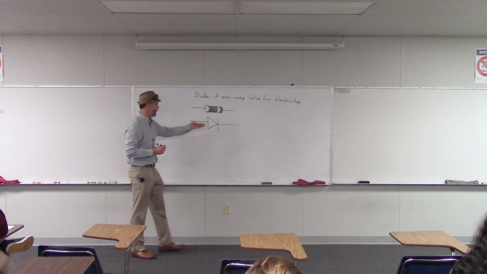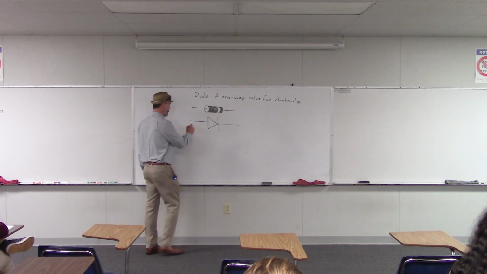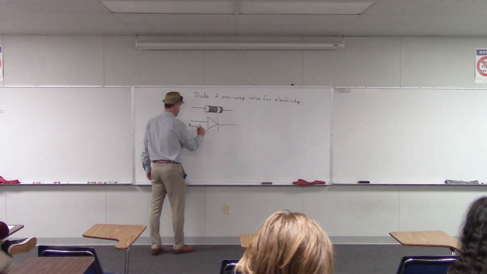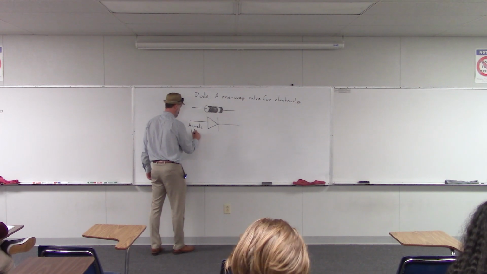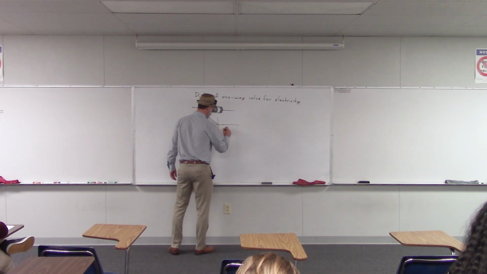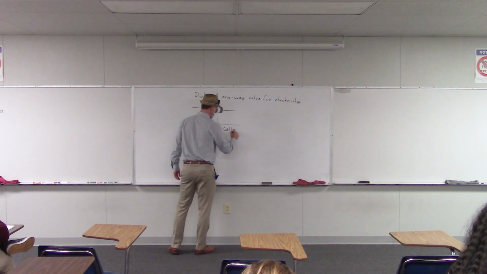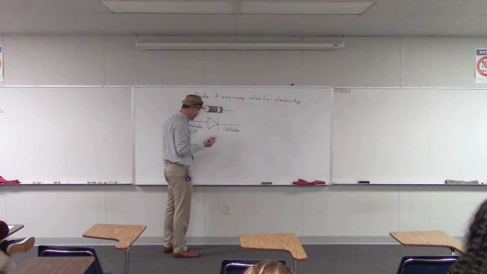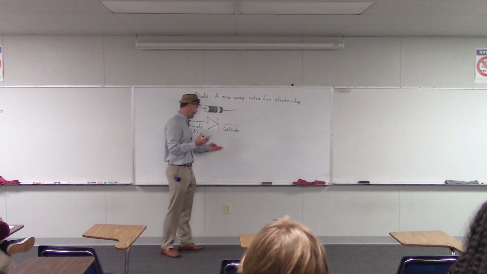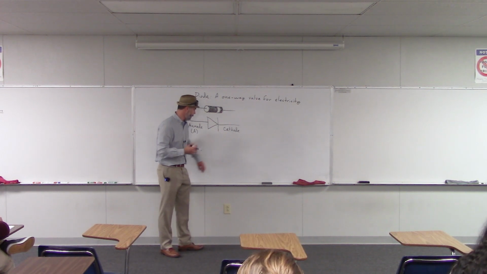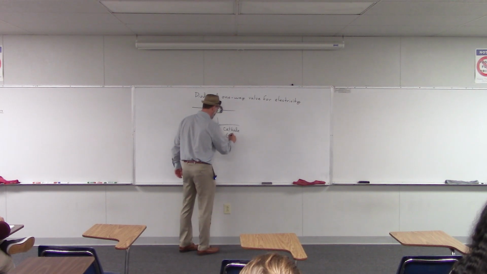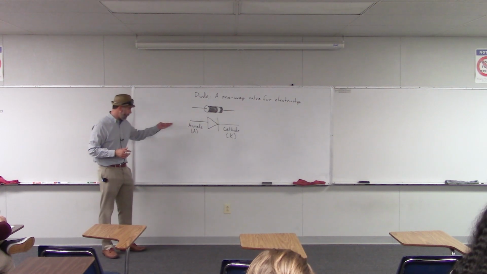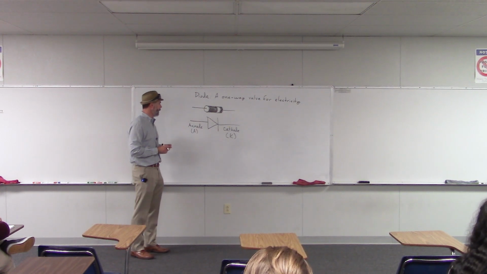So the two ends of the diode actually have their own names. This end is called the anode, and that's abbreviated with an A. And the other side is called a cathode. And this was examined by engineers who promptly abbreviated that with a K because engineers can't spell. So we got the anode and the cathode.